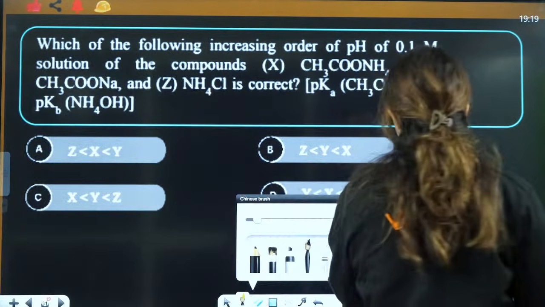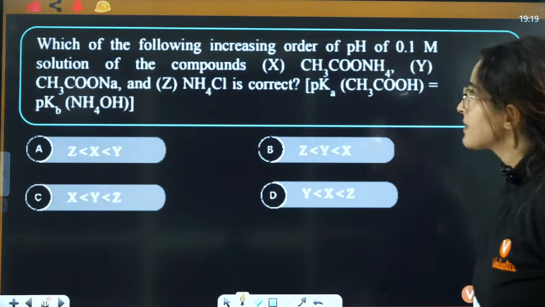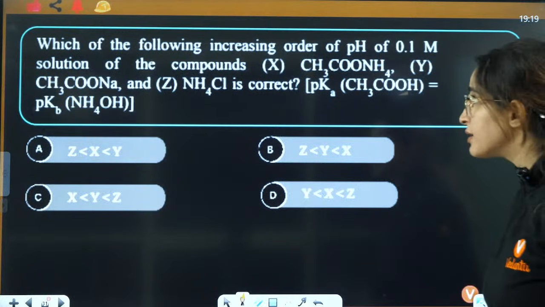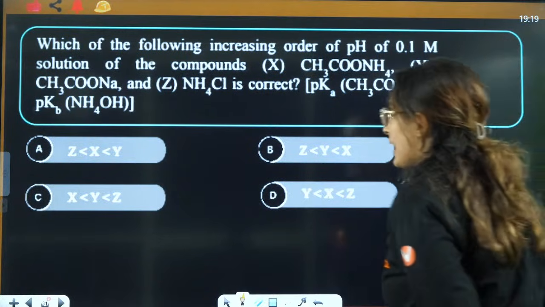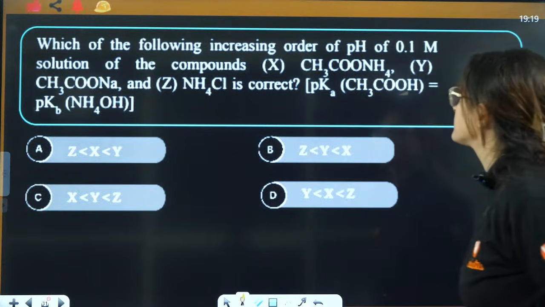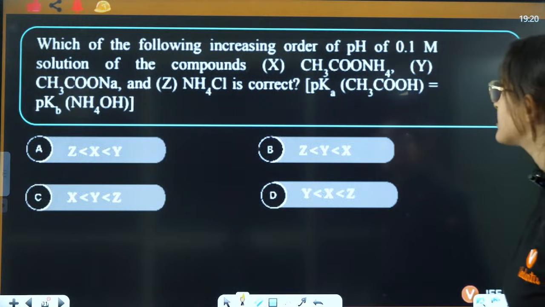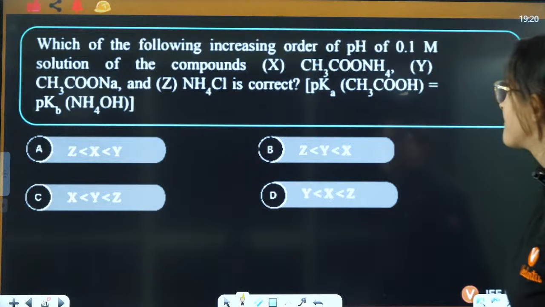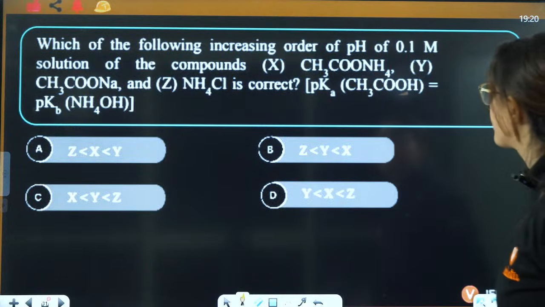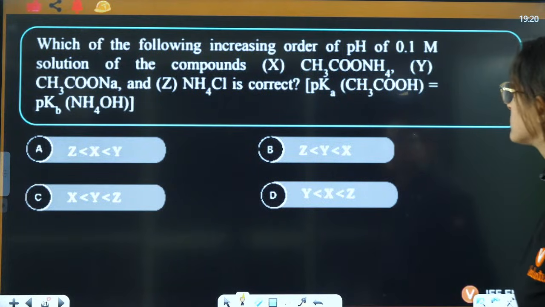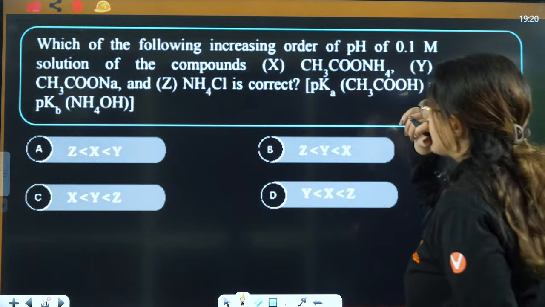Now next question is like this, which of the following increasing order of pH of 0.1 molar solution of compound X, Y and Z is correct? Which of the following increasing order of pH, concentration is same? pKa is equal to pKb. This is weak acid and weak base. Okay, I'll just see this.